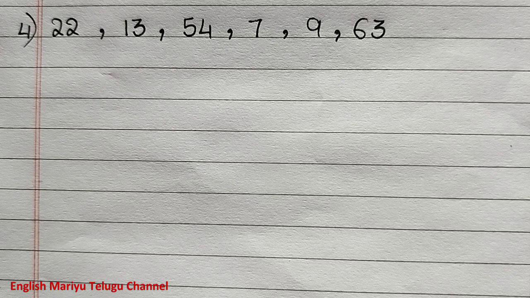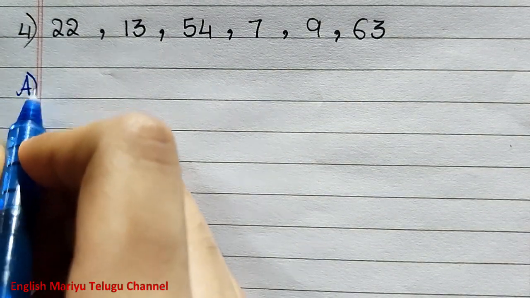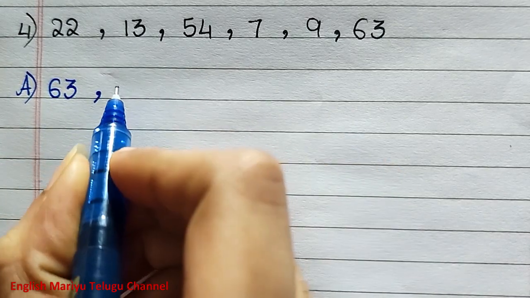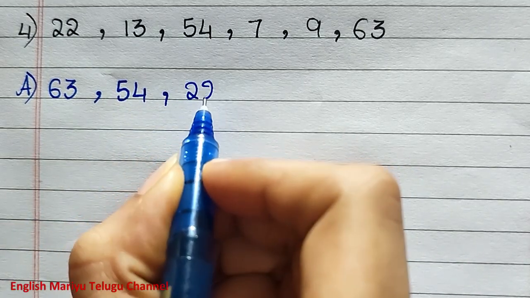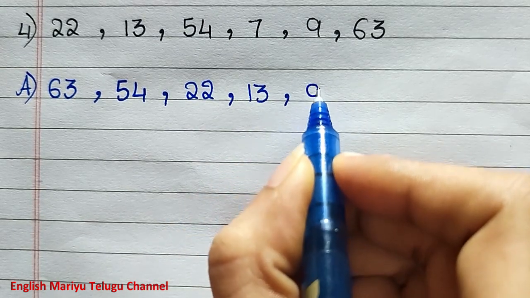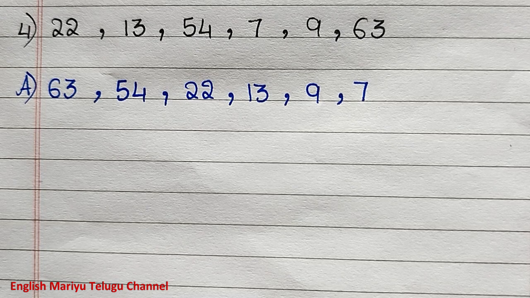Fourth question: 22, 13, 54, 7, 9, 63. Answer: 63, 54, 22, 13, 9, 7.